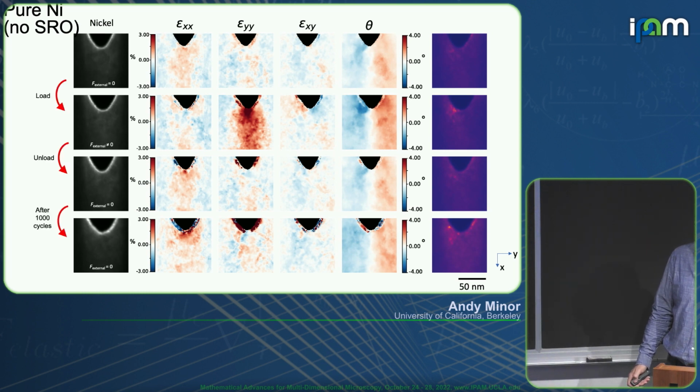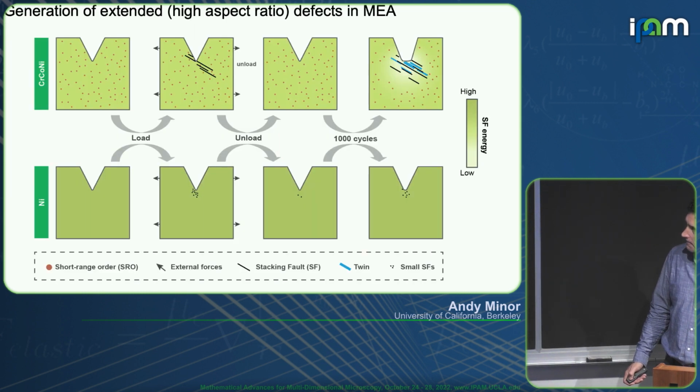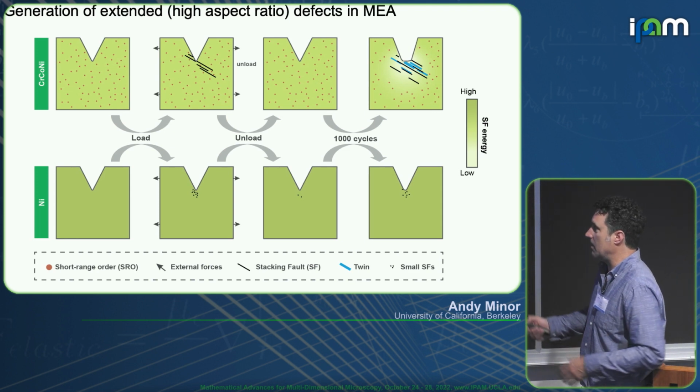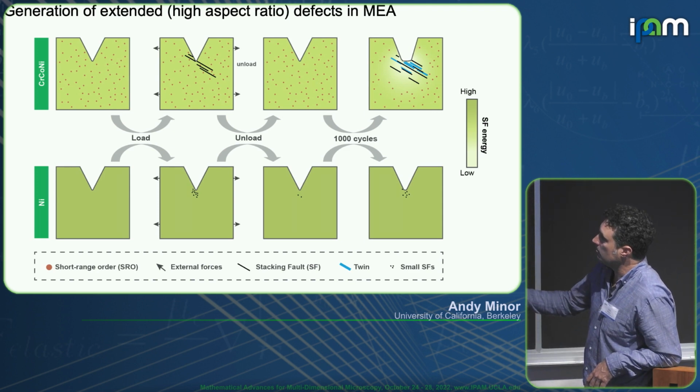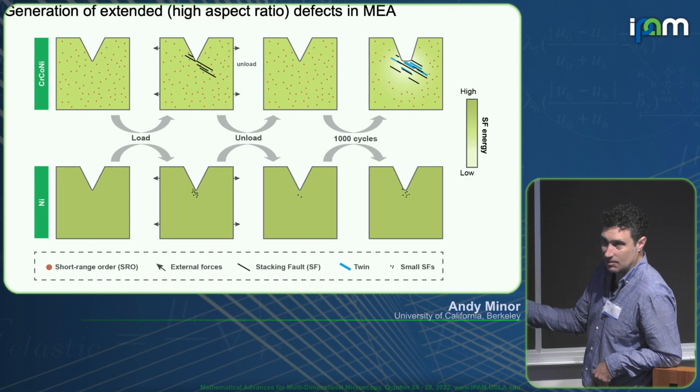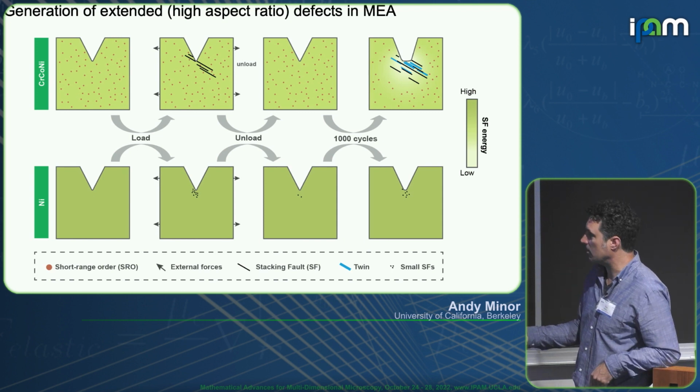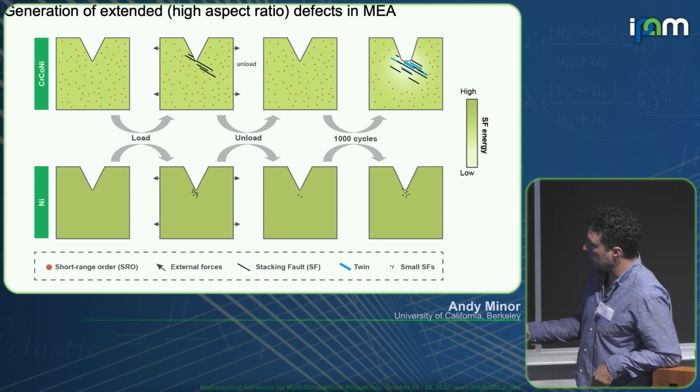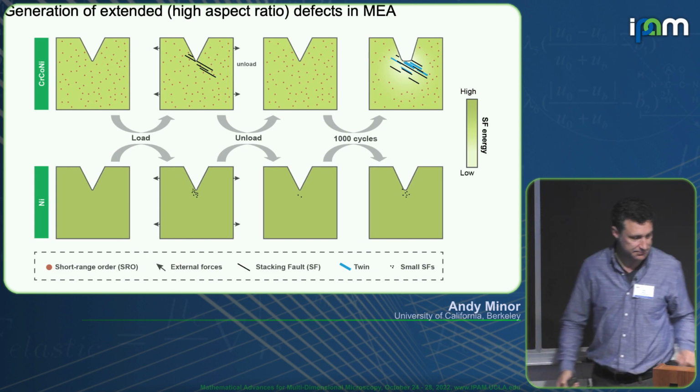And so a cartoon, a schematic of what the difference is between the medium entropy alloy and the nickel is shown here. In the medium entropy alloy, presumably you start with little bits of short range order. You clear them out, sort of one dislocation by one dislocation, and so you end up with these long, extended, thin defects, which are great for work hardening. That's exactly what you want if you want some barriers to motion, as opposed to a pure material which has localized, permanent, but not extended defects.